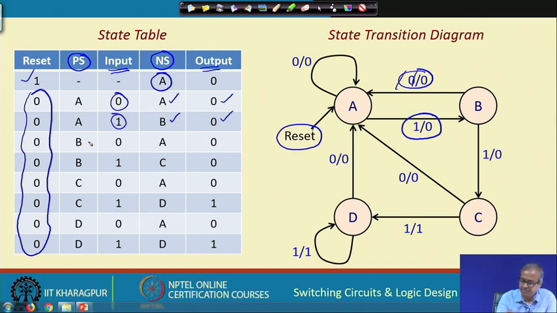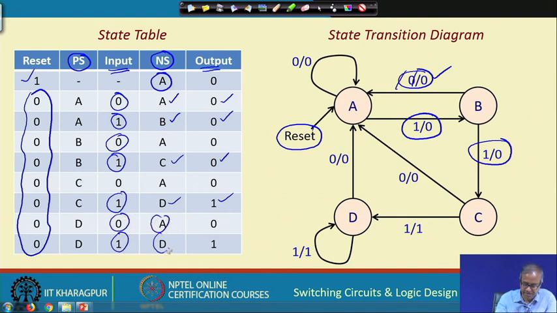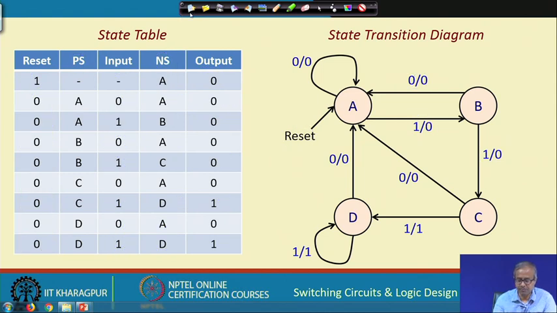So, in state B, if the input is 0, you come back to A, this one. If B is 1, you go to C, this one. So, in C similarly, if it is 1, you go to D. In D, if it is 0, you go back to A. If in D it is 1, you remain in D, right. So, these two are equivalent actually.